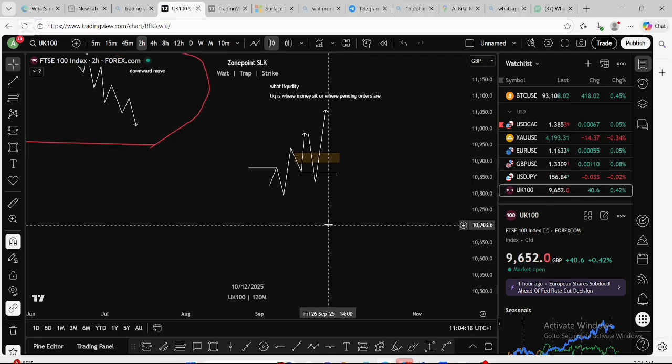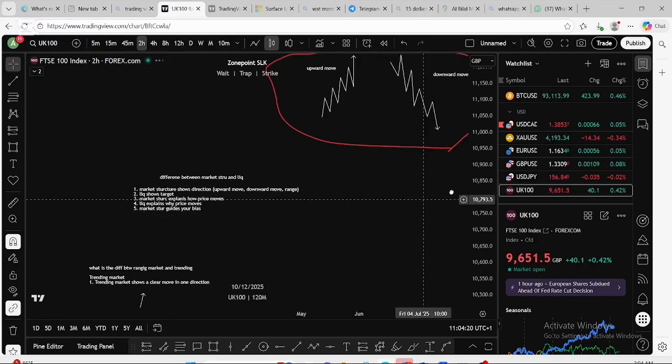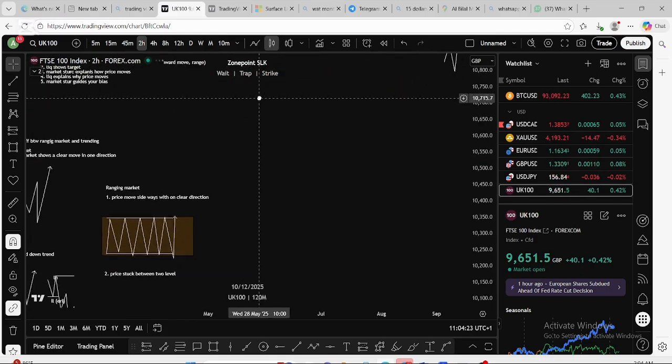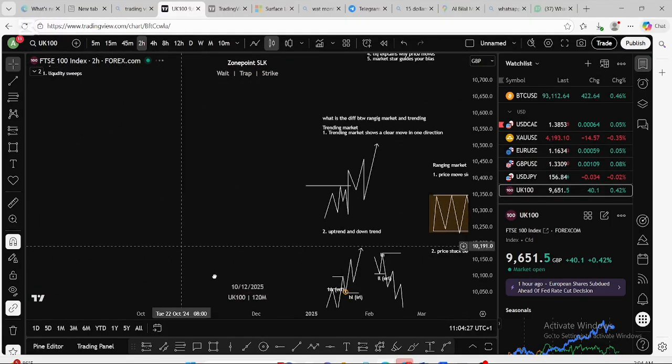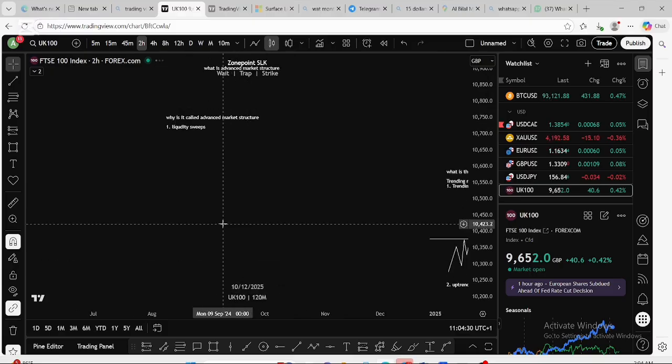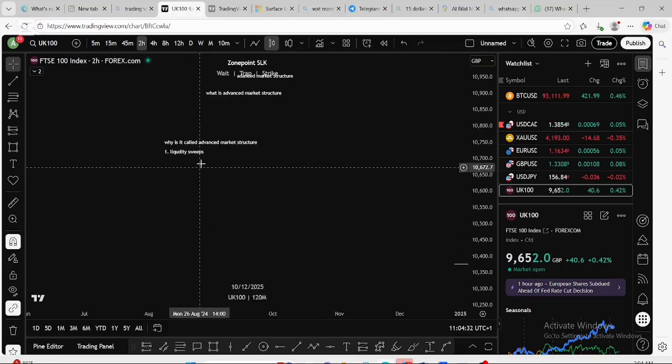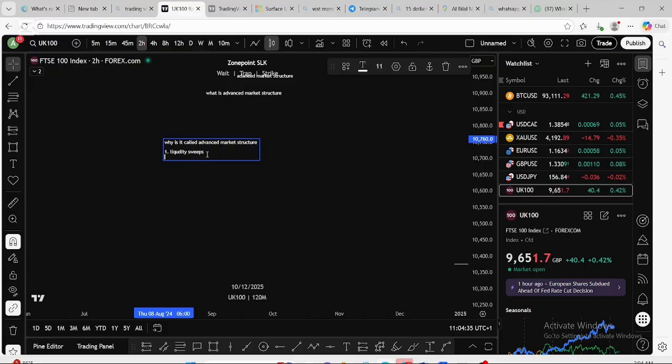So now I'm explaining why it is called advanced market structure. First, sweep of liquidity. Sweep of liquidity is one. That's why it's called advanced market structure. Two is BOS and BO, break of structure and breakouts. Again, that's why it's called market structure.